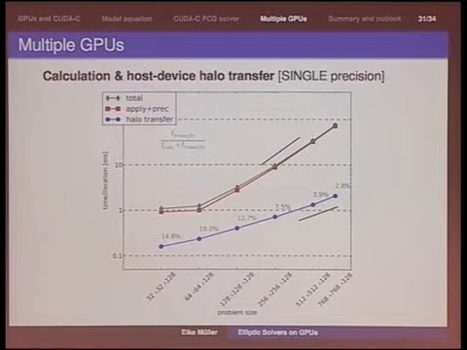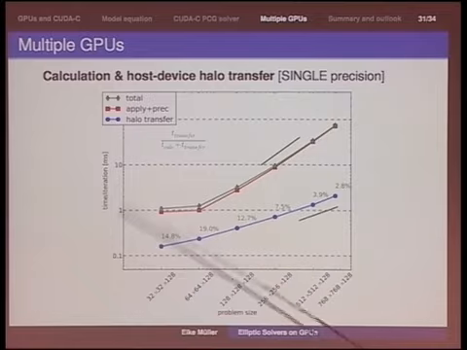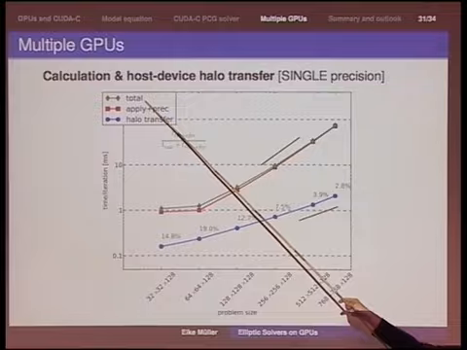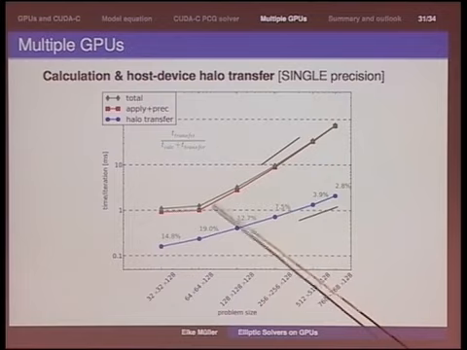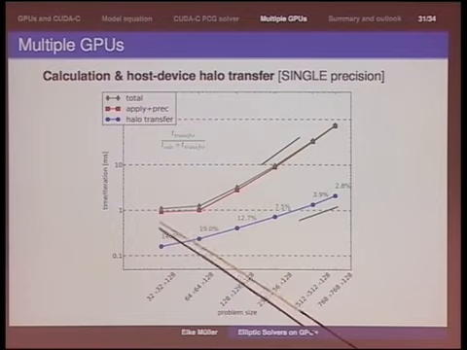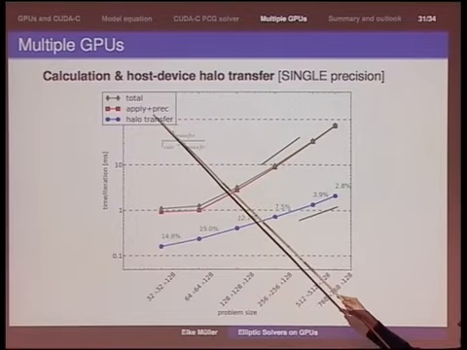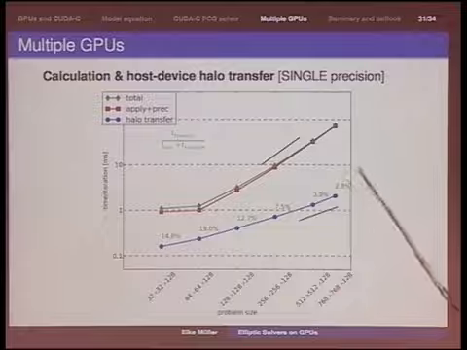But if I measure these times here, so this is the problem size I varied on a logarithmic scale, and then I've got the time per iteration here, and I split this up into the total time per iteration. Then I've got the time spent in the apply and the preconditioner, which is the interleaved version, so there's no BLAS, that's already in there. And then I've got some time for the halo exchange.